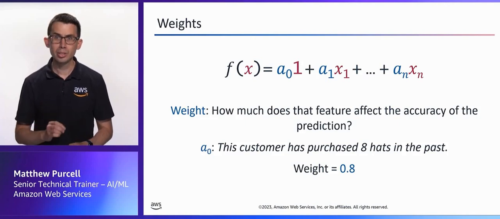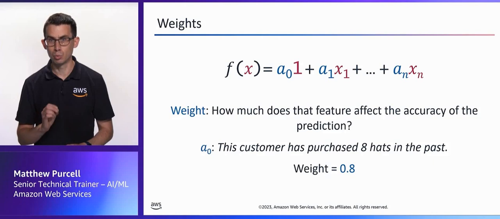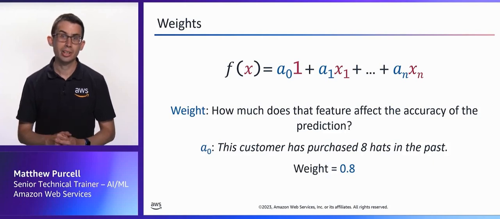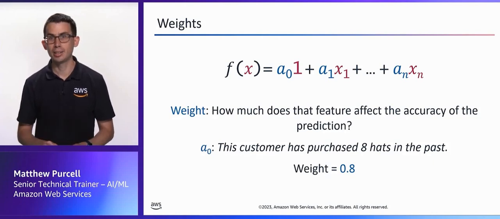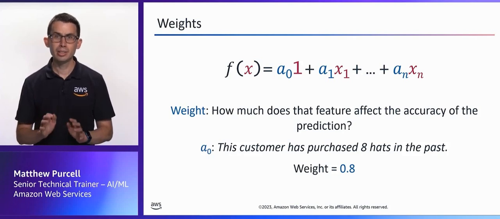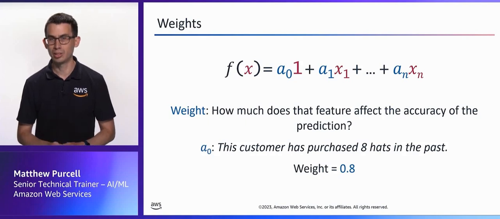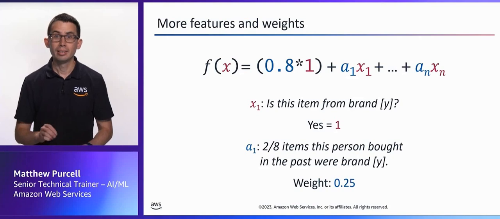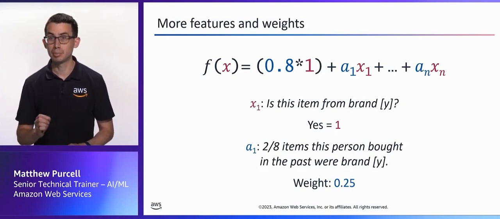Now, it's important to note, once again, that this is a very simplified version of what really goes on. As this session continues, your understanding of weights and features will grow in depth. But for now, this is the most critical part of understanding how weights and features work in an algorithm. Let's look at the next set. This second feature has to do with whether or not a product is from a particular brand.